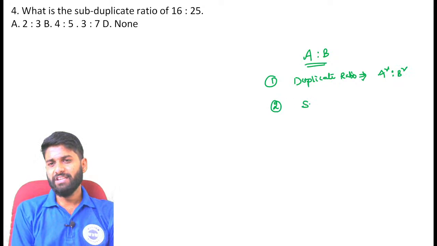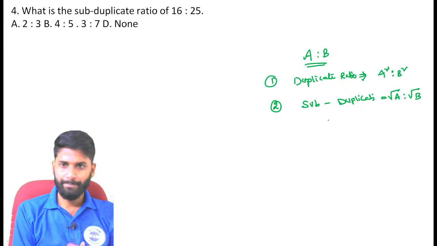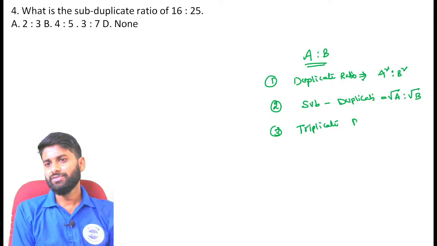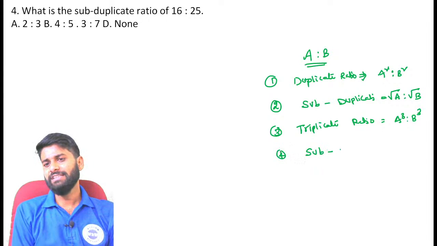Second point, if there is a ratio given, we need to identify the subduplicate. Subduplicate means under the root value, guys. Under the root of A, under the root of B. Third, sometimes if a ratio is given, you need to find the triplicate ratio. The formula for the triplicate ratio is the cube value: A cube is to B cube.